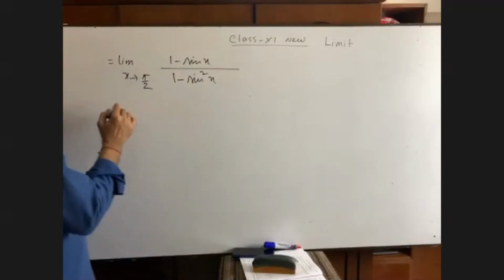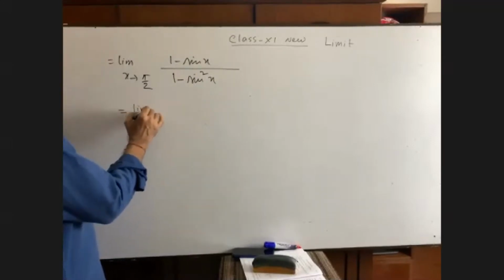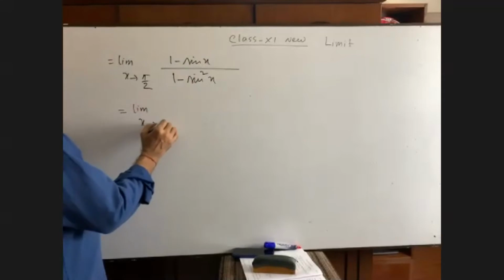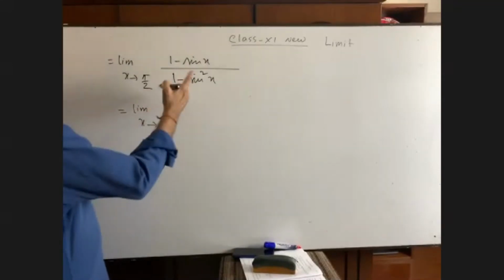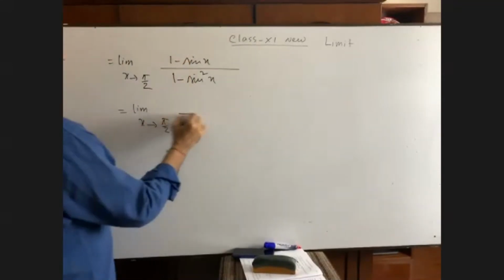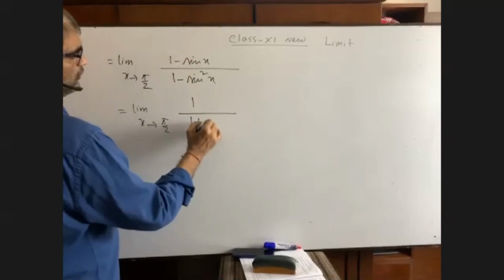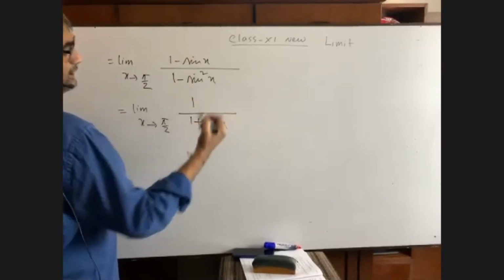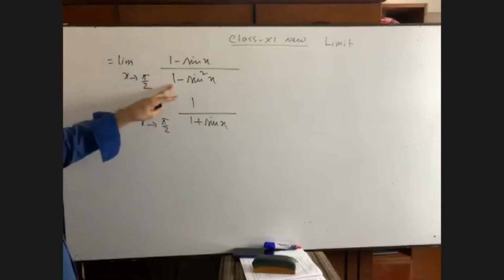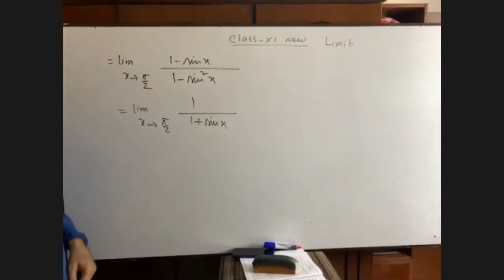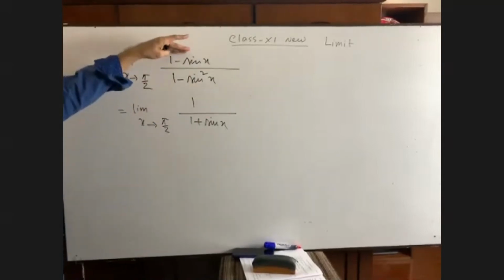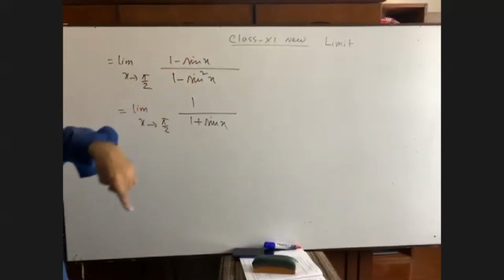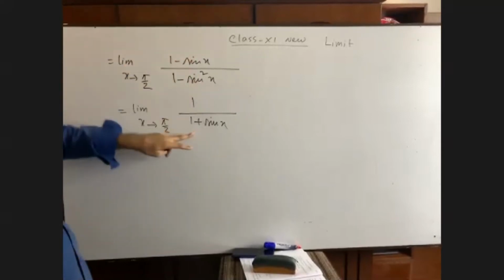Now we are left with, can you please let me know? 1 minus sine x, and it is 1 plus sine x, right? A square minus b square formula, a plus b, a minus b. So a minus b from the numerator and a minus b from the denominator have been omitted. So we are left with 1 by 1 plus sine x.